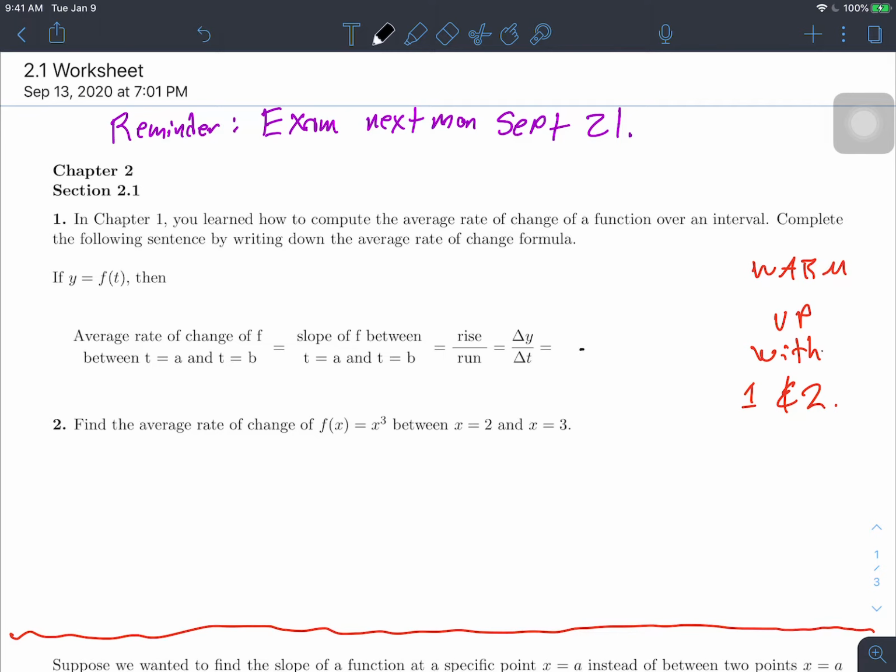Yeah, Mary? f(b) minus f(a) over b minus a. That's exactly right. So you might recognize that as the same formula we use for finding the slope of a line. Can anyone tell me why that is? Yes, Yasmin? Because for the average rate of change, we're just calculating the average between 2 points, which is basically the line. Yes, that's exactly right.